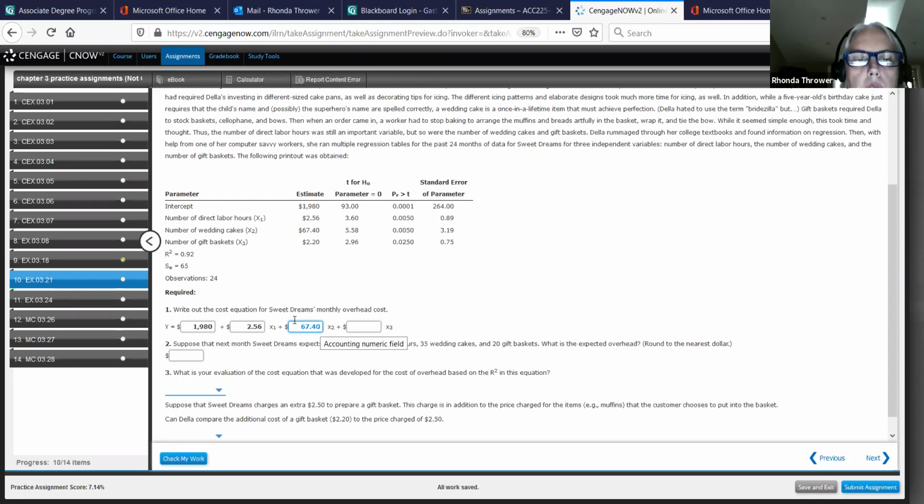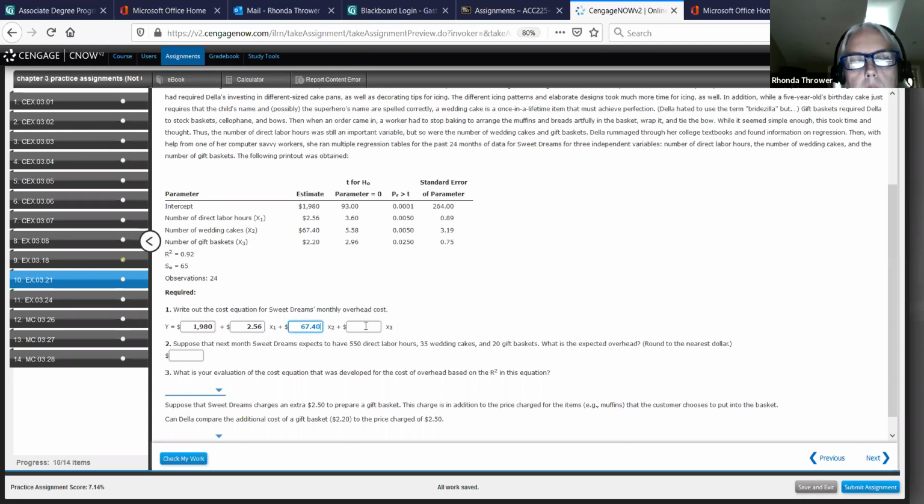And it would be multiplied by the number of wedding cakes. That's your variable cost per unit times, I like to call it, the activity. So the wedding cake activity, the number of wedding cakes that we had times 67.40 would give your second variable cost. So this is your first variable cost, this is your second variable cost, and this is your third variable cost. The third one has to do with the number of gift baskets.